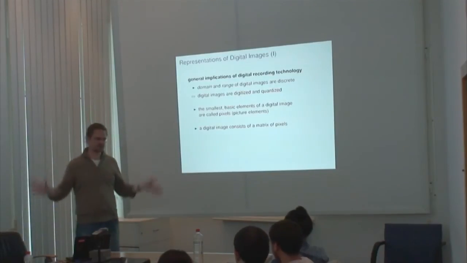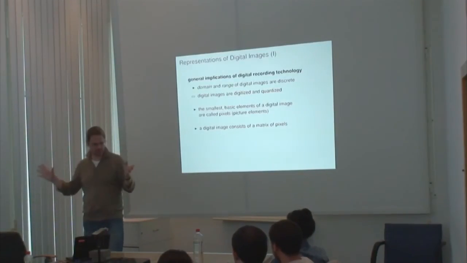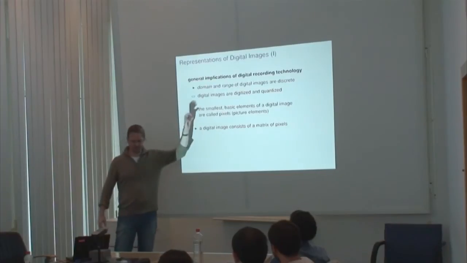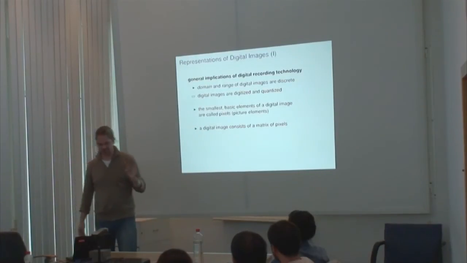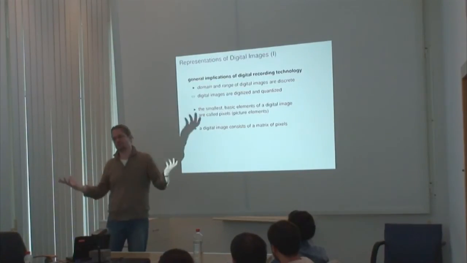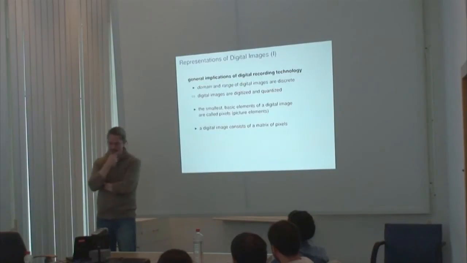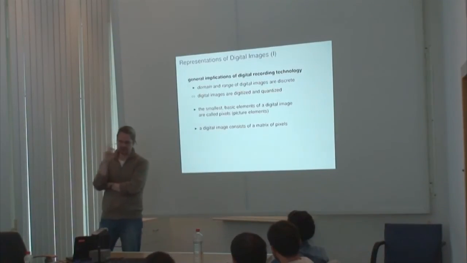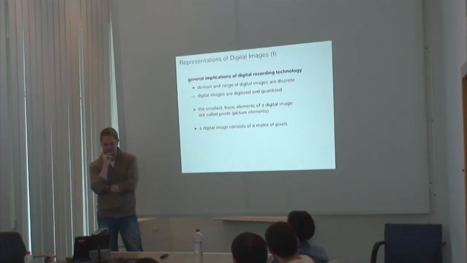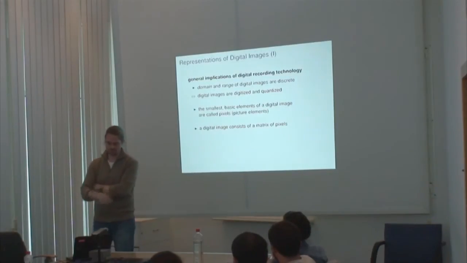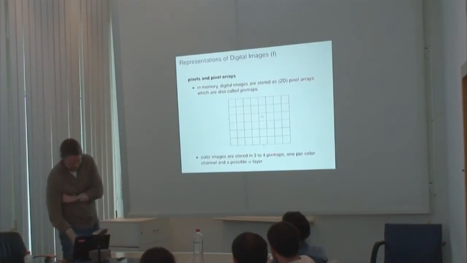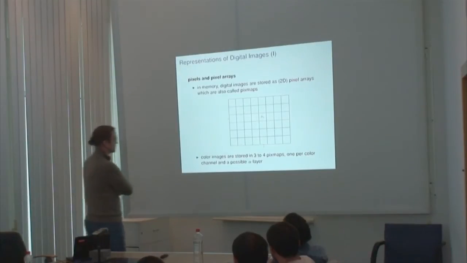And I have said it so many times already, because why shouldn't I? The smallest basic element of a digital image is called a pixel. And pixel is a short form for picture element. Therefore, here is the first picture we can think about when we think about digital images. A digital image consists of a matrix of pixels. And here is such a matrix.